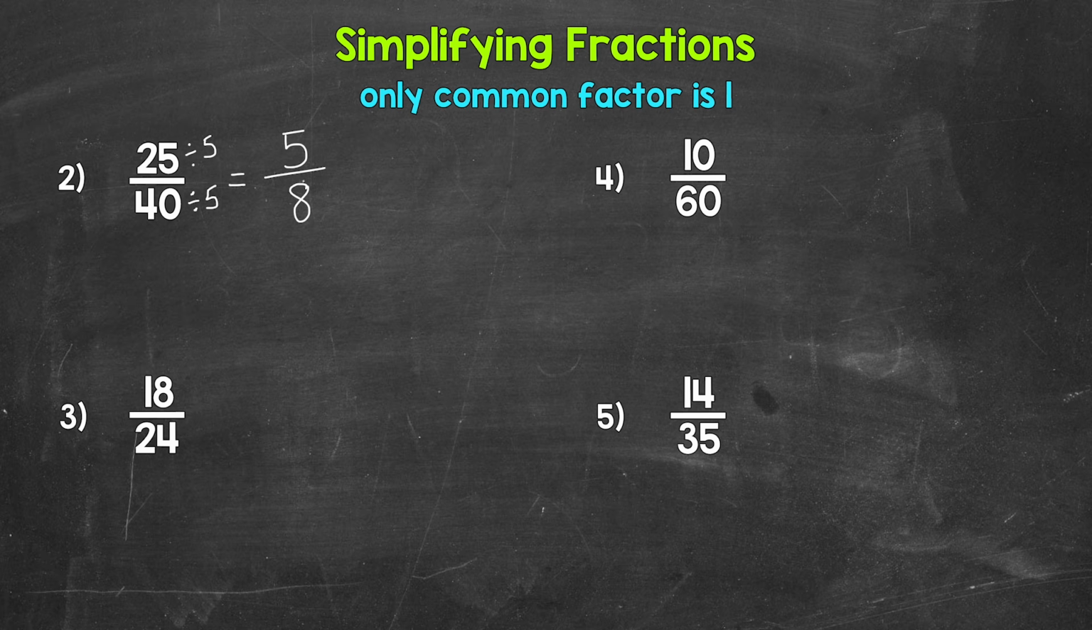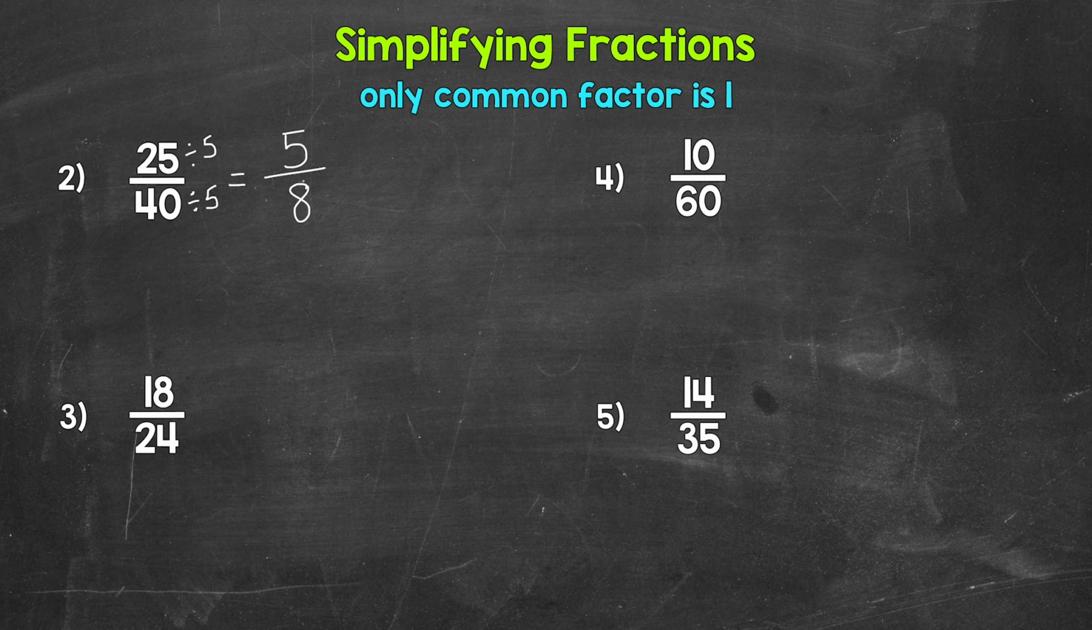Moving on to number 3, we have 18/24. Do we have any common factors between 18 and 24 other than 1? Well, our numerator and denominator are both even, so we can use 2 to start breaking this fraction down. But let's see if we can think of anything greater than 2. Well, I know that we can divide 18 by 3. I also know that we can divide 18 by 6 and 9. So will any of those work for 24? Yes, both 3 and 6 are factors of 24 as well.